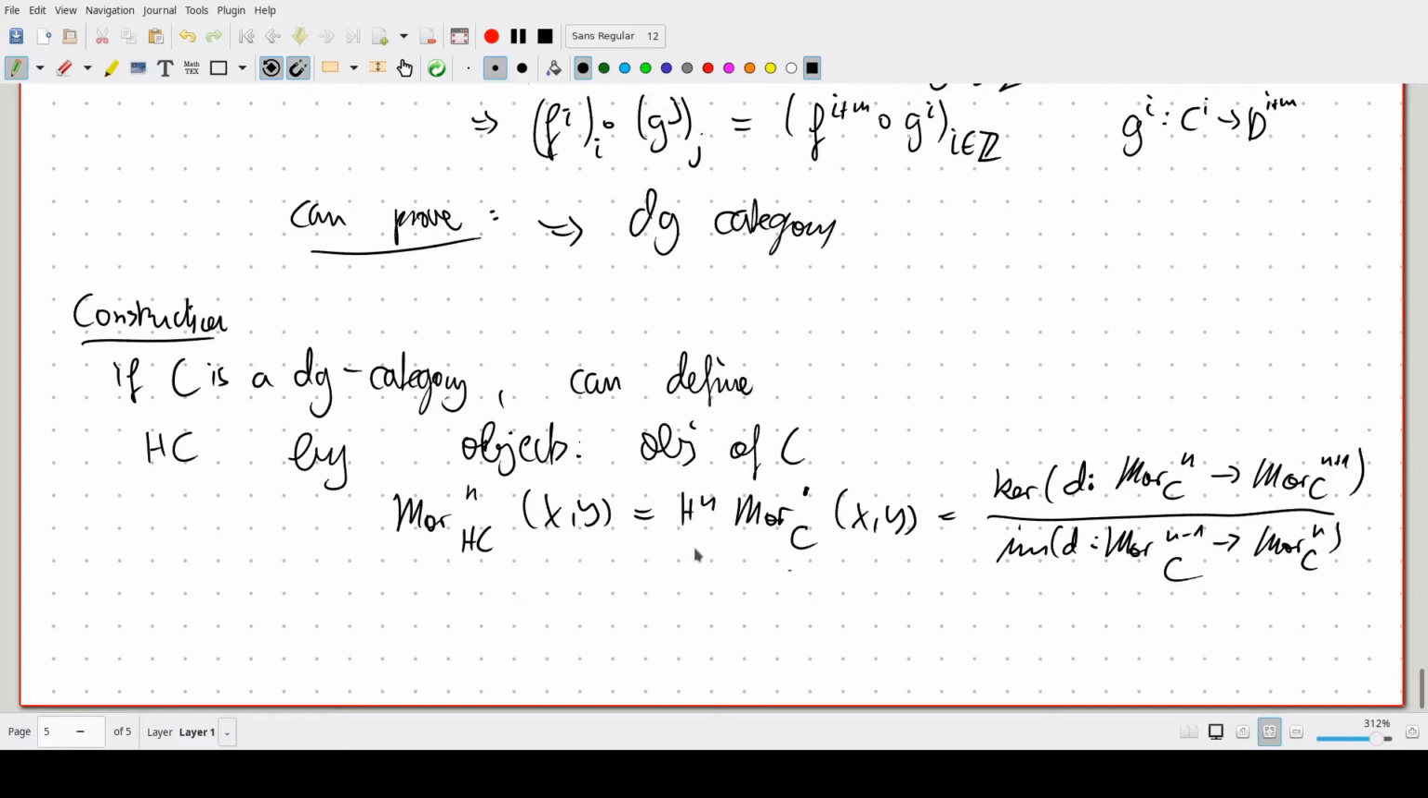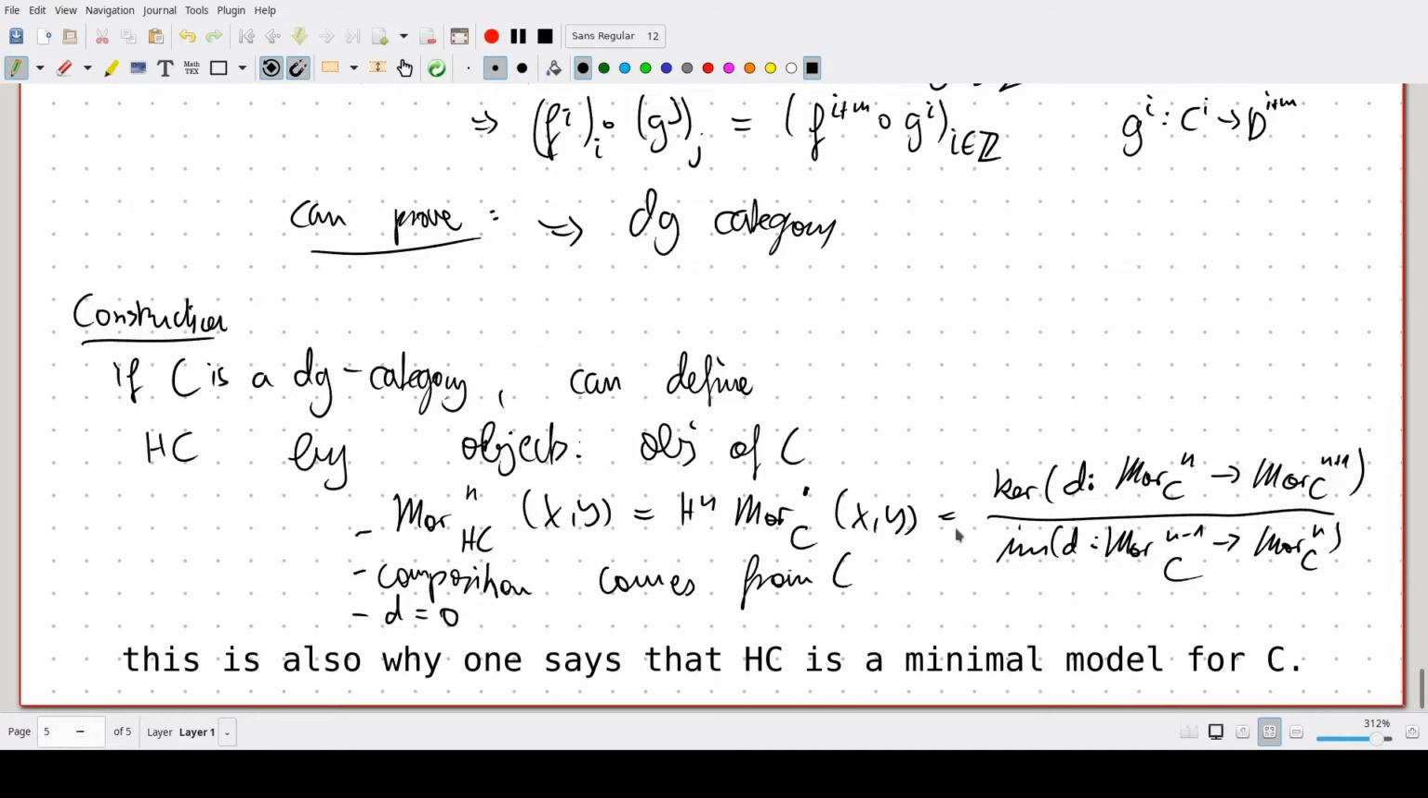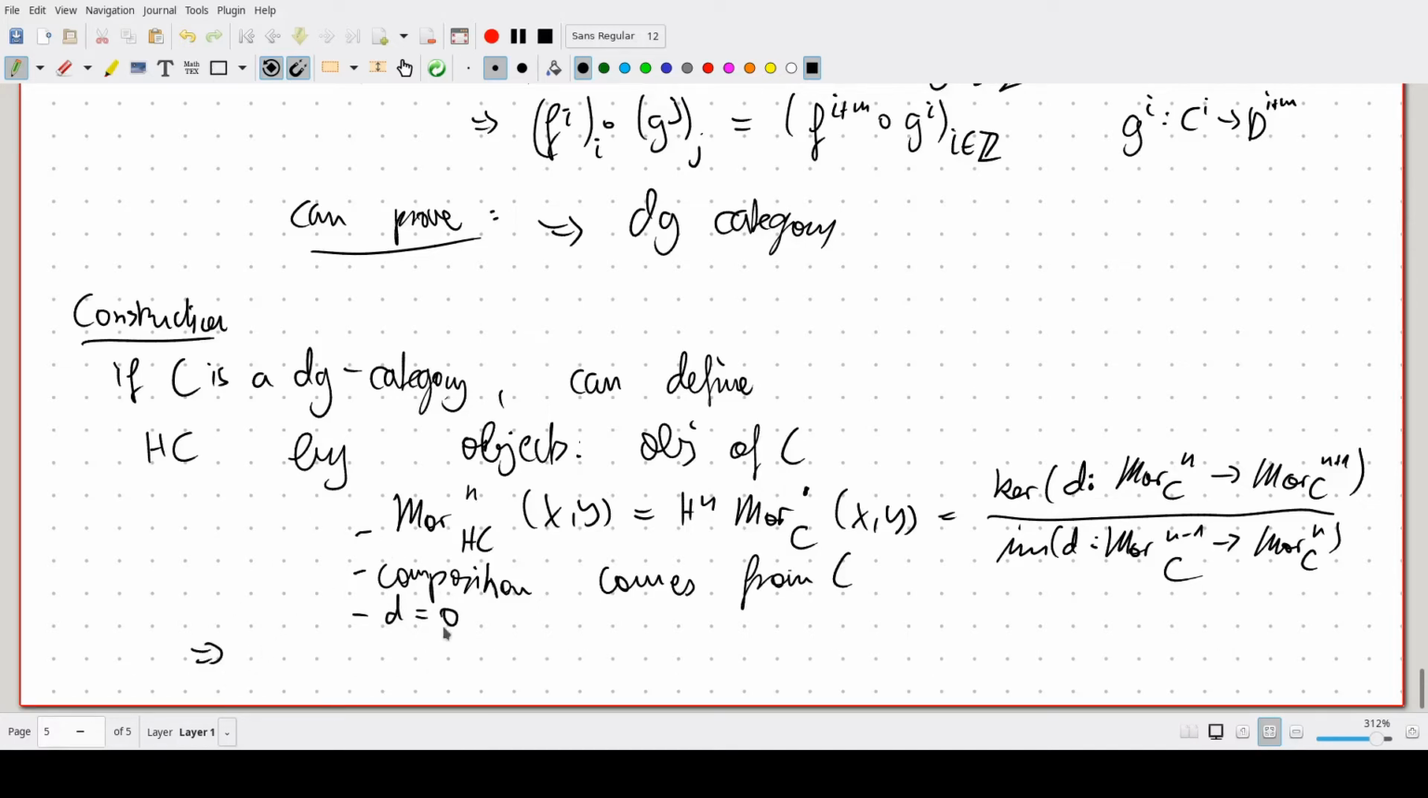We define this as the morphisms, then the composition comes from D. It survives the quotient precisely because our differential operator obeys this Leibniz rule-like law. So the composition is well defined. And lastly, we take the differential to just be 0, because now we've taken cohomology, we've divided out all of that superfluous stuff, so now we just have 0. And one can show that with this definition, this is again a DG category.